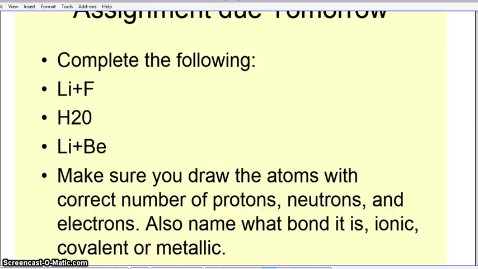So for tomorrow, I want this in your notebook. I want you to complete the filing. Draw the atoms of lithium and fluorine, H2O (remember hydrogen is a nonmetal), and lithium plus beryllium. Draw the atoms with the protons, neutrons, and electrons. Make sure you draw all those, and also name what bond it is: ionic, covalent, or metallic. Bring it to class tomorrow, and let's see how you did.